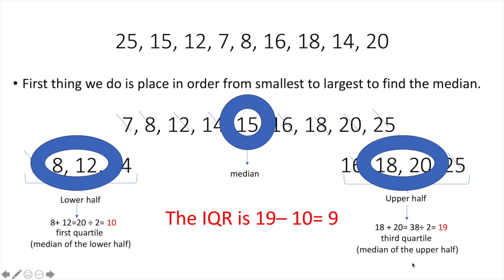And again, to find the inner quartile range, I simply just subtract it. Now, you may be asking yourself, well, what about the median? Well, now I'm going to teach you how to make a box plot, which is also known as a box and whiskers plot. I'm not too sure where that name came from, but it's a fun name.